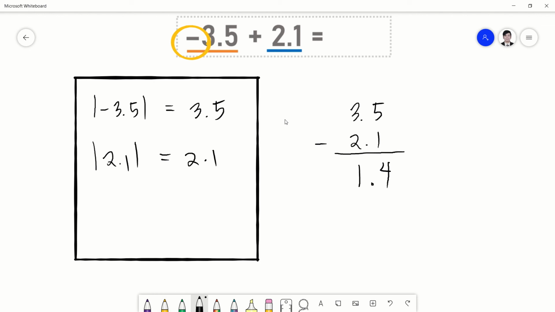Now, we will consider the sign of the larger number based on its absolute value. So, 3.5 is greater. Originally, it is negative. So that means our final answer would also be negative. Then, we put 1.4.